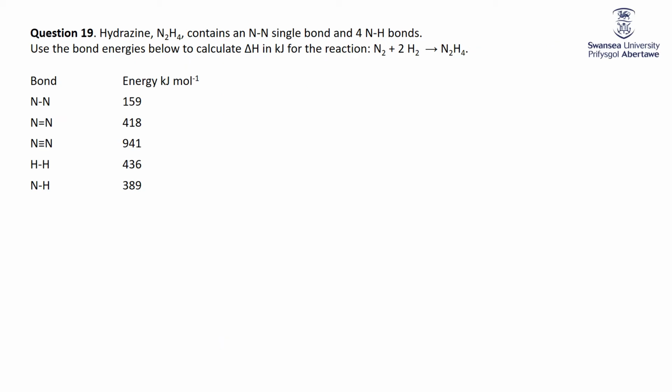Question 19, same idea, but I'm going to present it to you in a slightly different fashion. First of all, the reaction is N2, that's with the triple bond, and H2, that's with a single bond, to make N2H4, that's with a nitrogen-nitrogen bond and 4 nitrogen-hydrogen single bonds. And of course, one must not forget the stoichiometry. It's not 1 HH, it's 2 HHs.